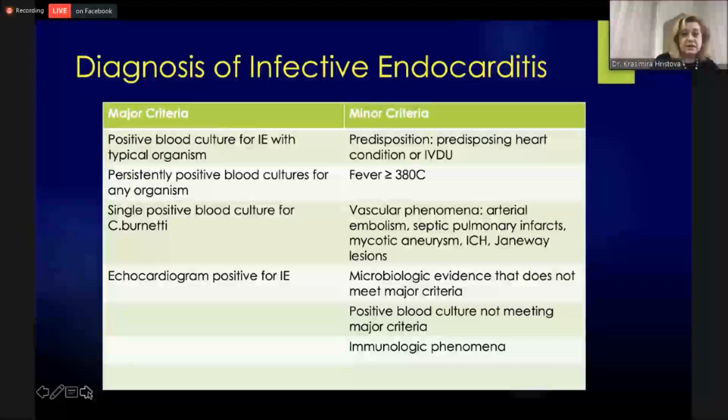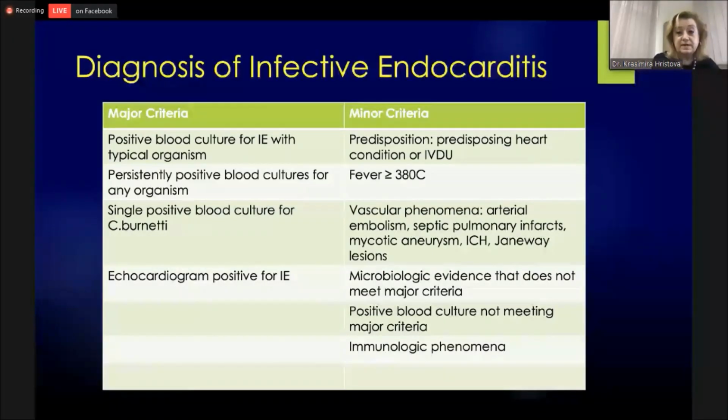When we diagnose infective endocarditis, we look at the major and minor criteria, which is very important. The major criteria are a positive blood culture from a typical organism, persistently positive blood cultures for any organism, a single positive blood culture for Coxiella burnetii, and echocardiography positive signs for infective endocarditis.